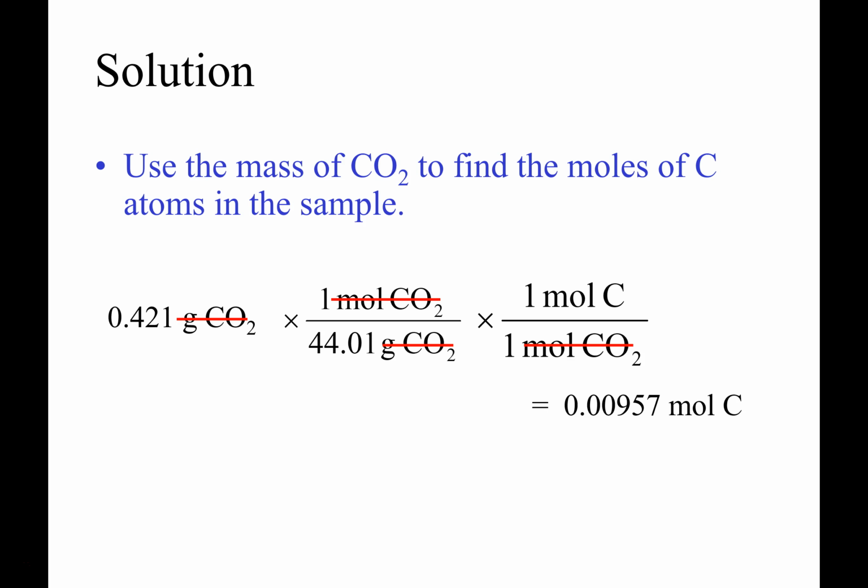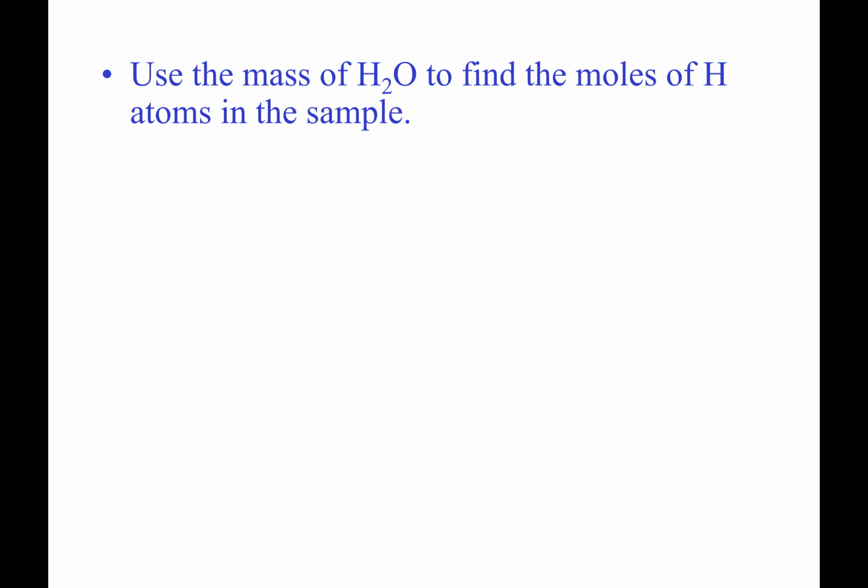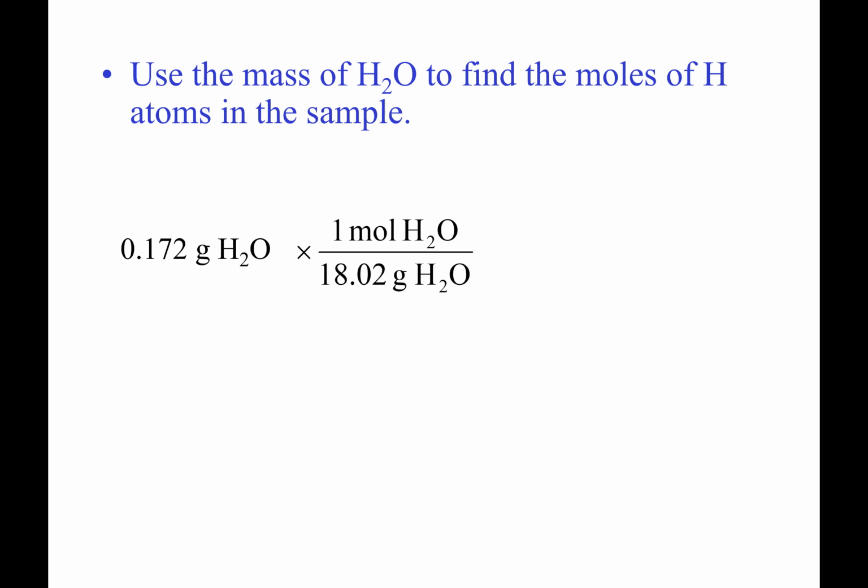Now we're going for the moles of hydrogen from the mass of water. So the mass of water was 0.172 grams. What's the molar mass of water? 18.02, very good, grams per mole. So we'll use the molar mass this way: 1 mole of H2O over 18.02 grams of H2O.